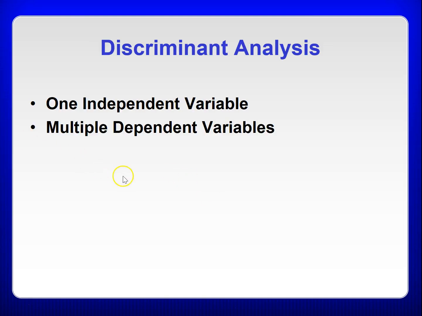We use discriminant analysis when we have one independent variable, two or more levels, and two or more dependent variables. The technique combines multiple regression and simple ANOVA. That is, discriminant analysis uses a combination of the dependent variables to predict the levels of the independent variable.